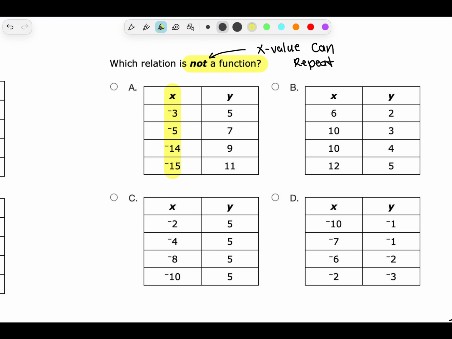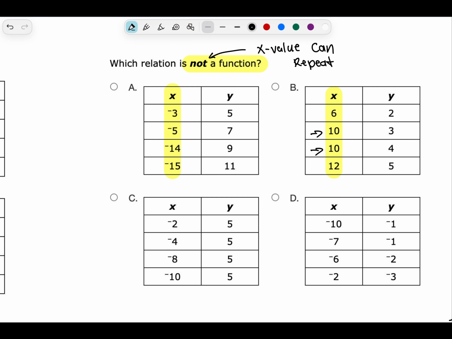Nothing is repeating here. Okay, if we look at answer choice B, we'll notice that we have 6, 10, 10, and 12. The 10 is being repeated in this one, so because the 10 is being repeated, that means it is not a function. So answer choice B could be our answer. But let's check the rest of them.